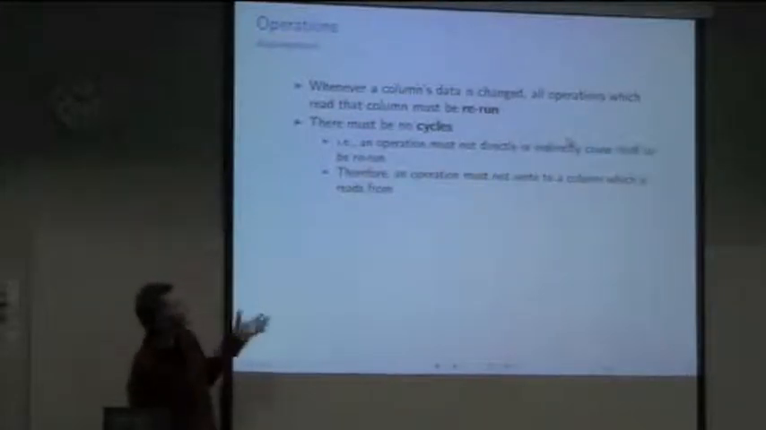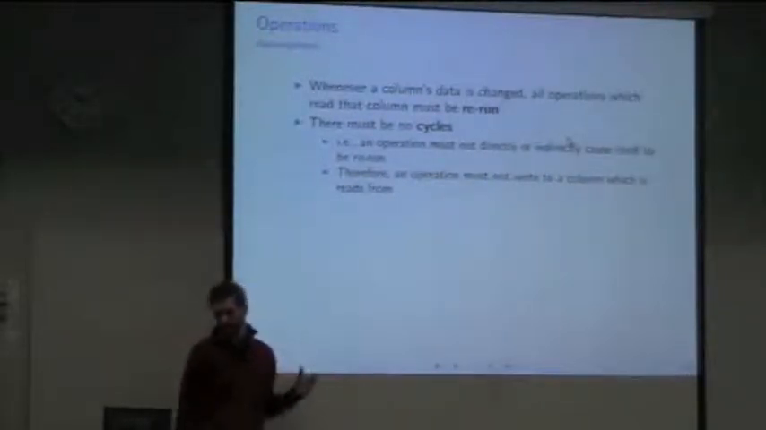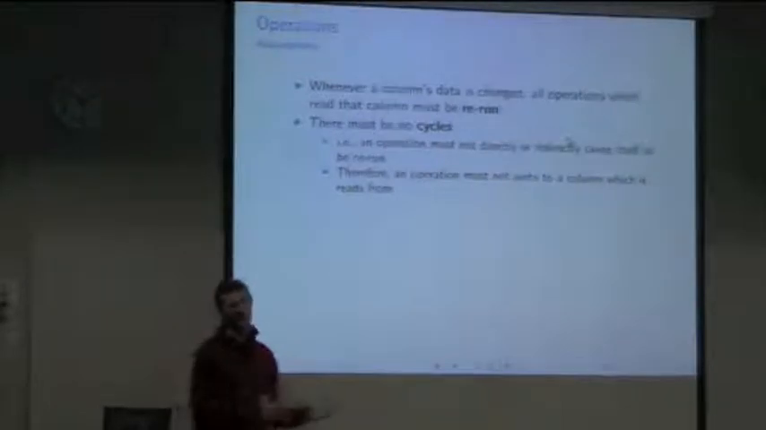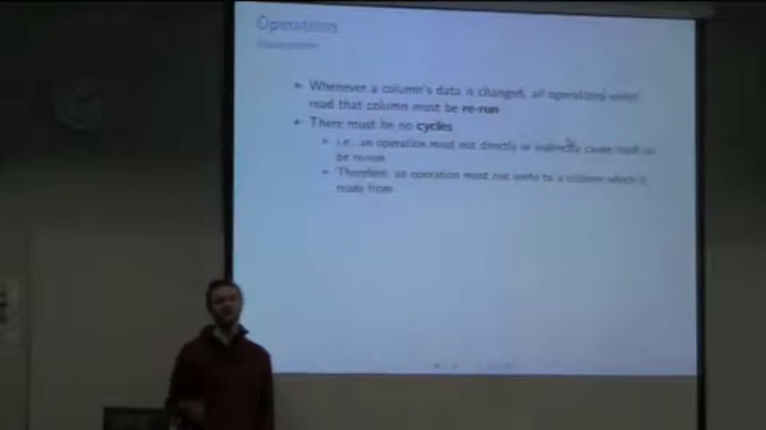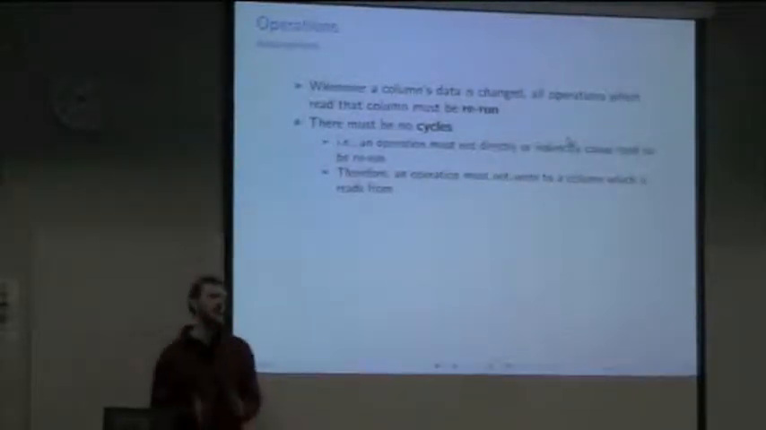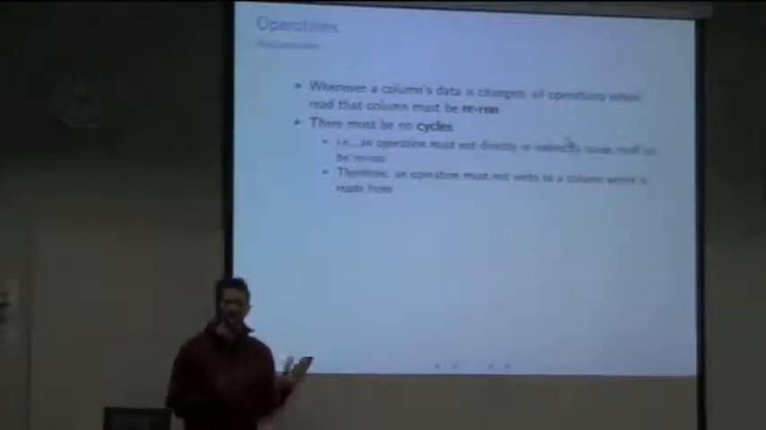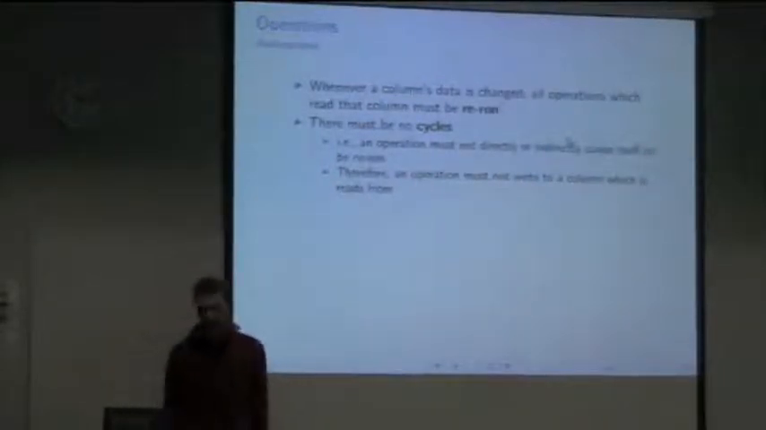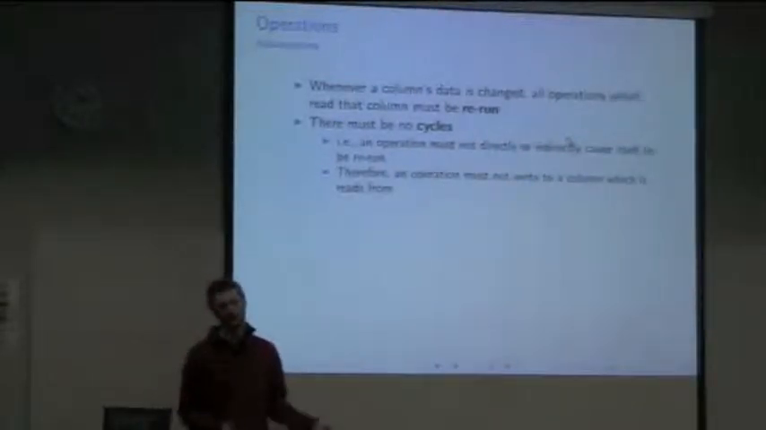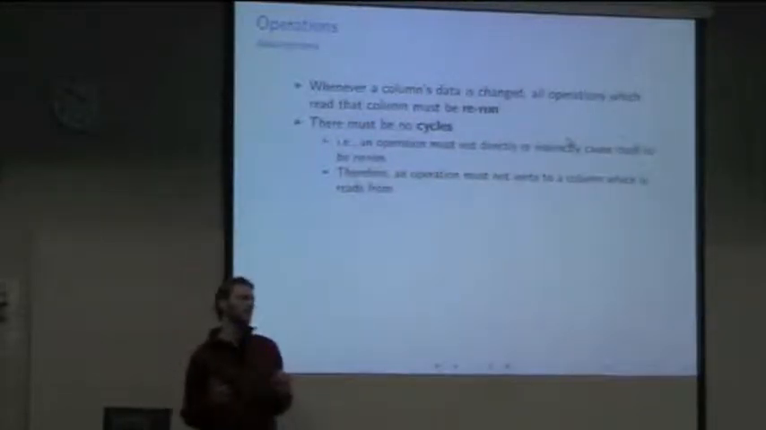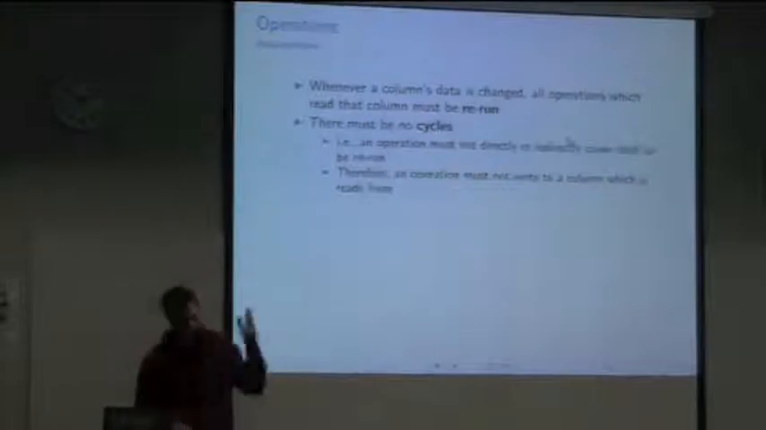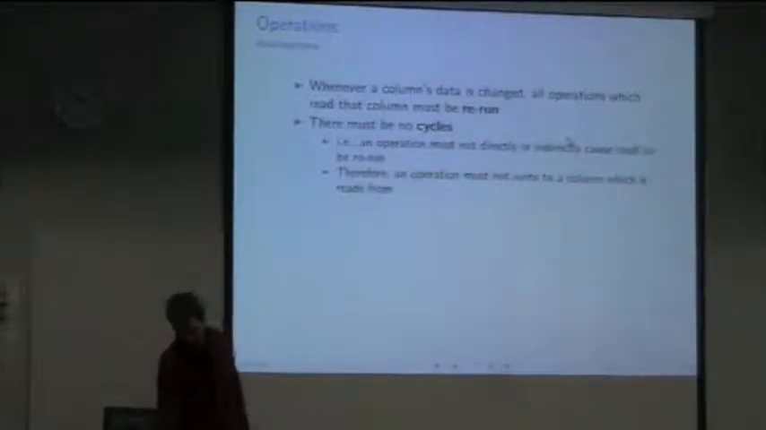Whenever column A is changed, the dependency sort reruns all operations which depended on that column. This presents each operation with the finalized state of the table, as if the table had never been in any intermediate state, so therefore it gets changed, operations get rerun. This creates a problem of cycles. If there was a cycle in the dependency order, then the program would not terminate, it would keep on repeating the same operations.